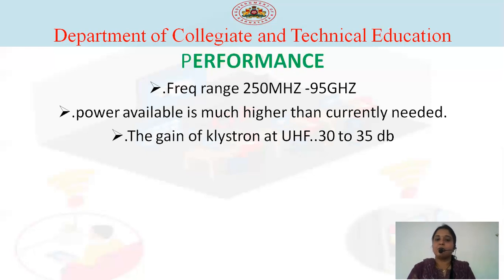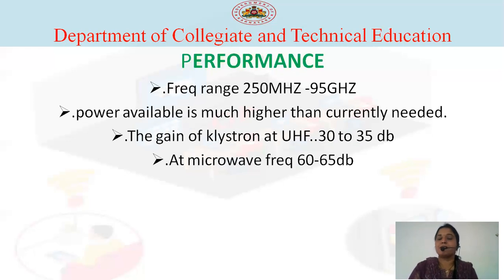And the gain of the Klystron at UHF is 30 to 35 dB. At the ultra high frequency level it is 30 to 35 dB. And at microwave frequencies it is 60 to 65 dB here.